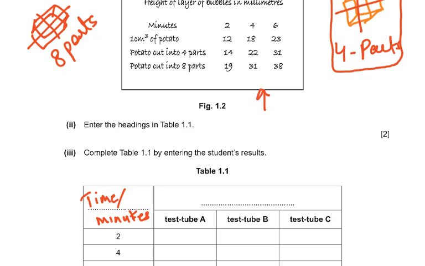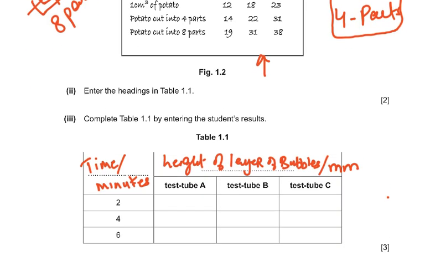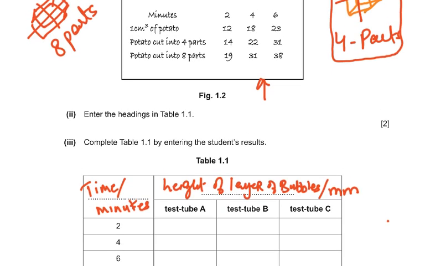And here what will be the heading? Height of layer of bubbles. And then you must write the units, which is in millimeter. So you have completed the headings: time in minutes, and height of the layer of bubbles in millimeter. Now you have to complete it. So for 2, looking at the top, you can see it there. 2 was what? 12, 14, and 18.